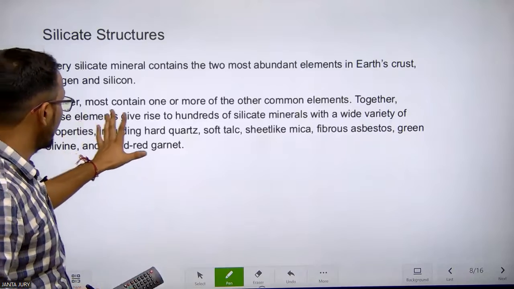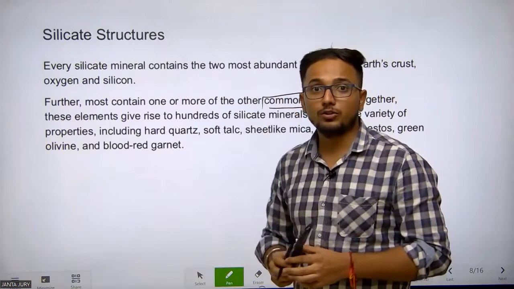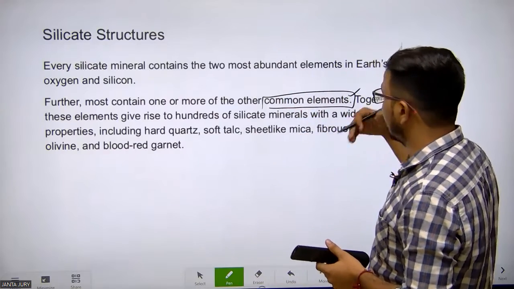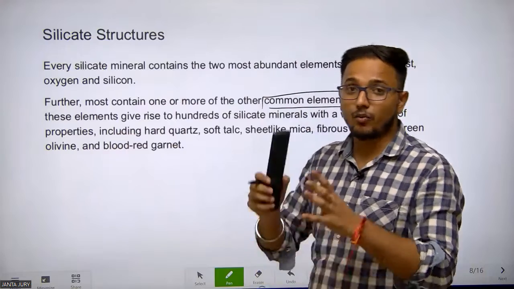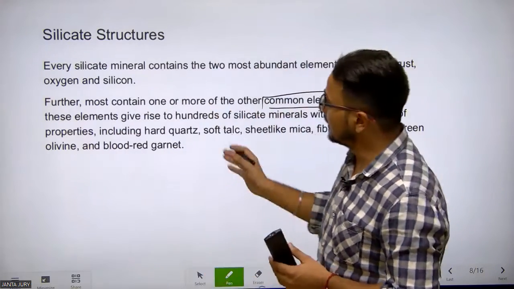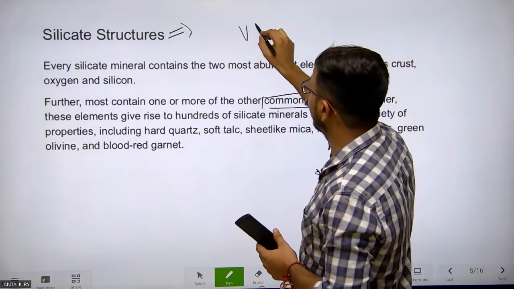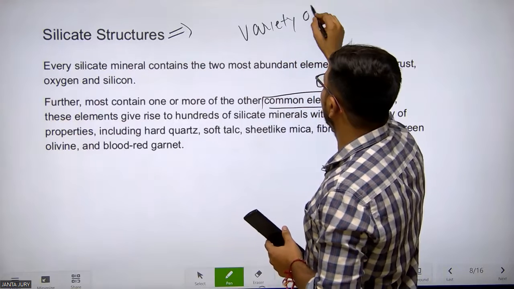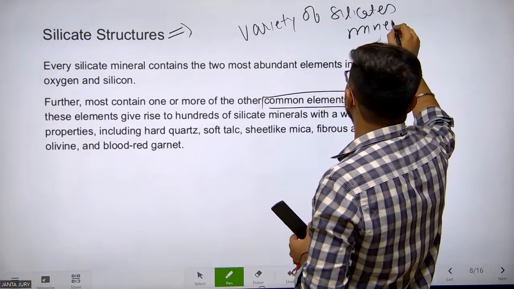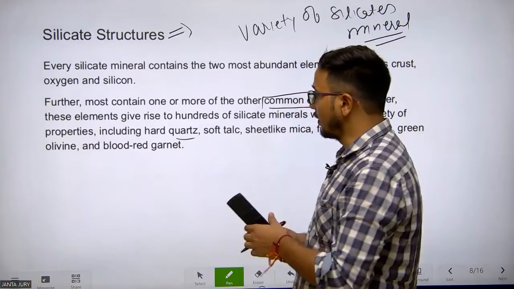We know that most contain one or more other common elements. Why common elements? Because to electrically balance, they form a bond with the other minerals. This is why, because of the variation in the silicate structures, the silicate minerals have a variety. So why do silicate minerals have so much variety? Like quartz, this has very different properties.